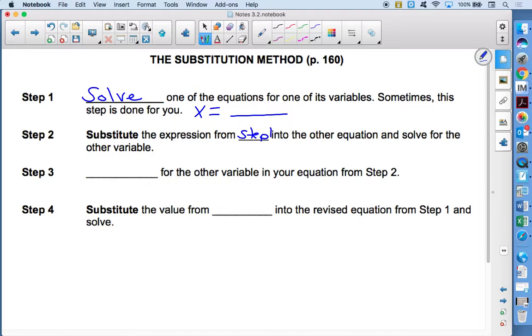The third one, we want to solve for the other variable in the equation from step 2. So you're getting one variable in x equals form. You're taking that expression and plugging it back into the second equation. Once you have that, then you need to solve for the variable that's left in the problem.